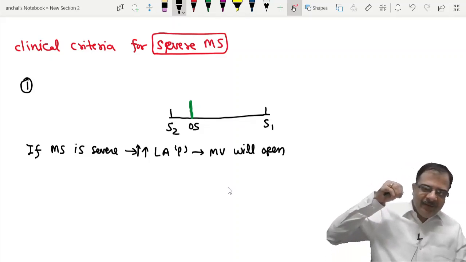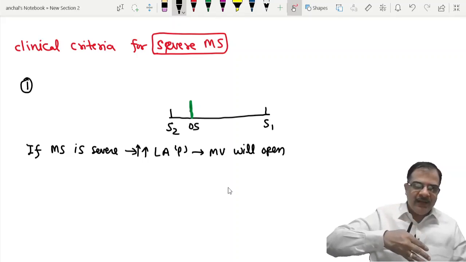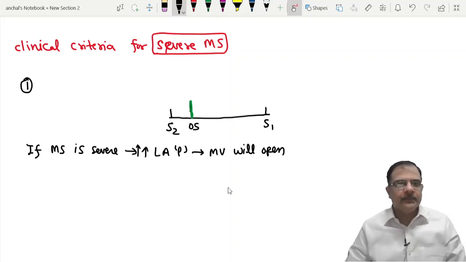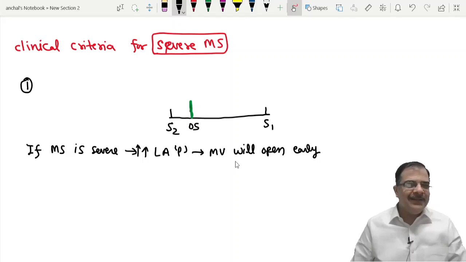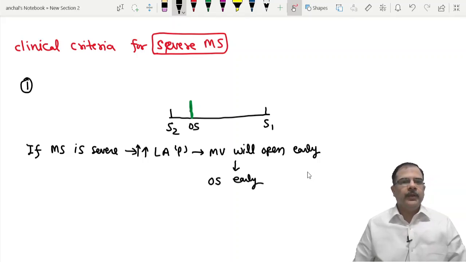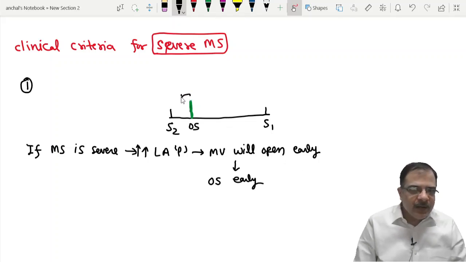Obviously, if the left atrial pressure is high, it will open the mitral valve rapidly and early. That means opening snap early. Opening snap will be early. So that means this opening snap will come early like this.